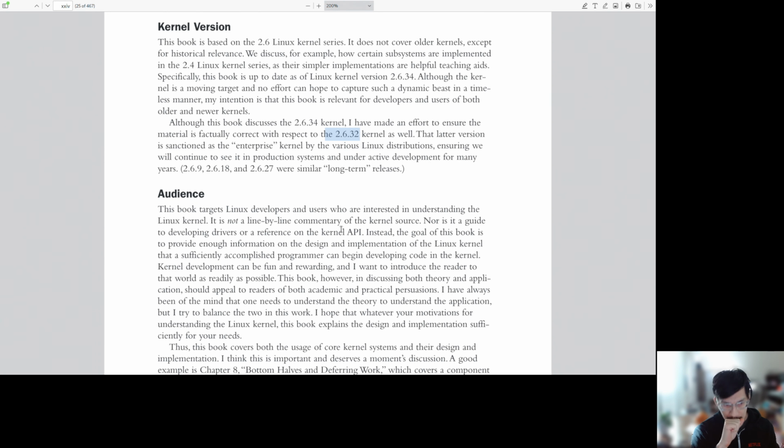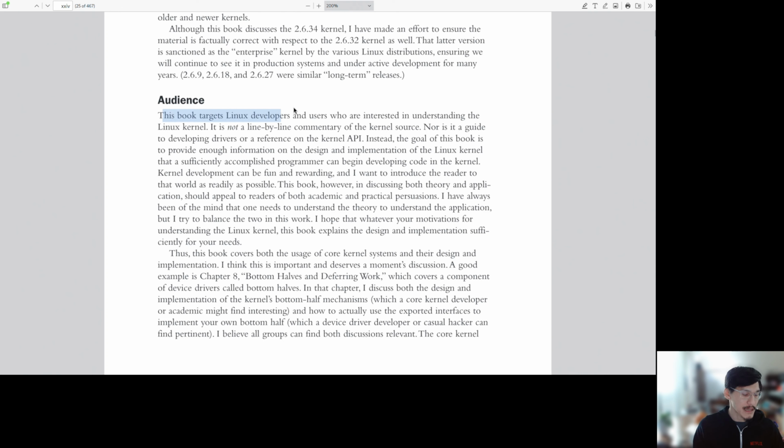Anyway, audience. So this book targets Linux developers and users who are interested in understanding the Linux kernel. It is not a line-by-line commentary of the kernel source, nor is it a guide to developing drivers or a reference on the kernel API. Instead, the goal of this book is to provide enough information on the design and implementation of the Linux kernel that a sufficiently accomplished programmer can begin developing code in the kernel. I think that's us.